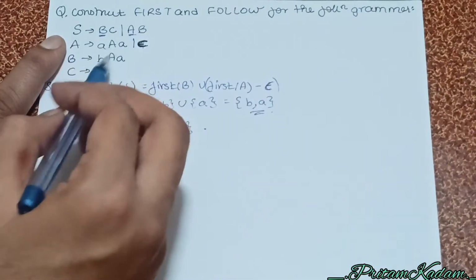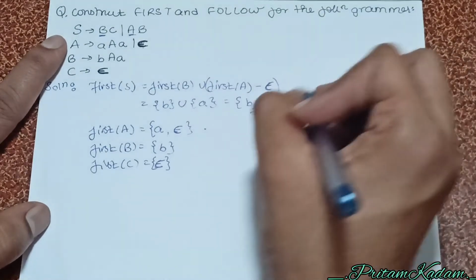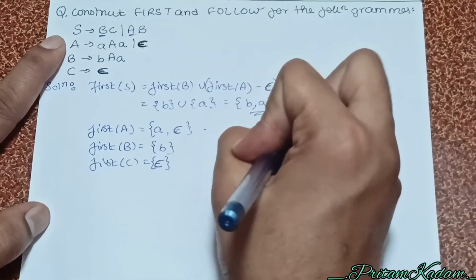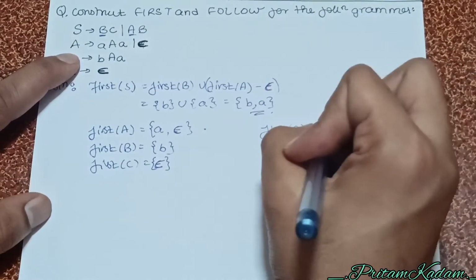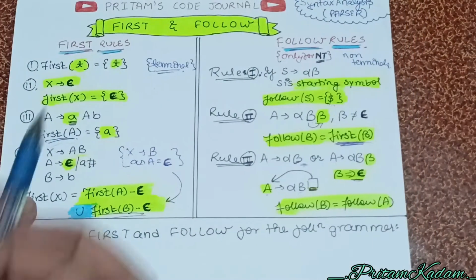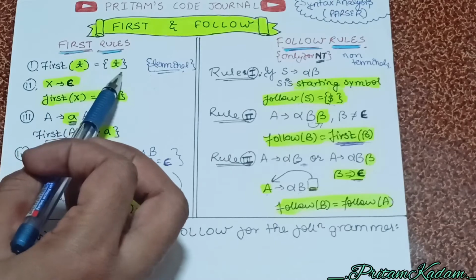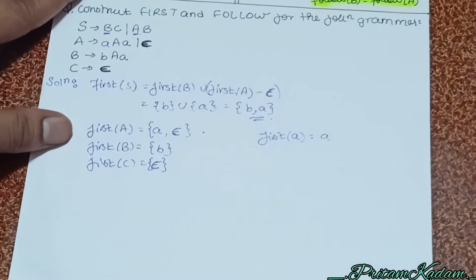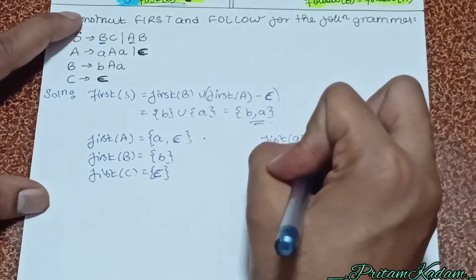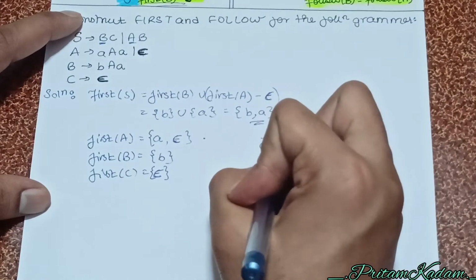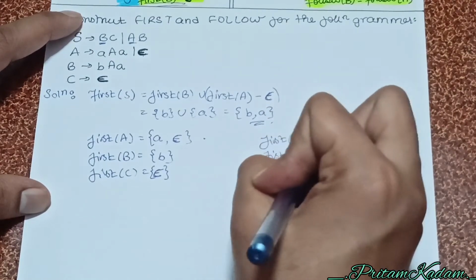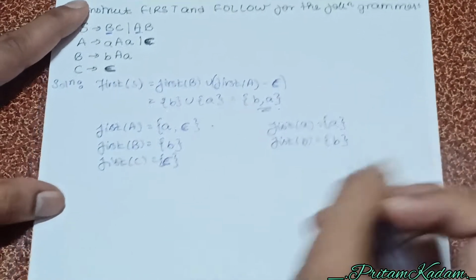Now let us have the first of all terminals. So first of small a is a itself, and first of small b is b itself, from the first rule, that is first of T equals T itself if it is a terminal. So let us write for small b now. First of small b, that is a terminal, is equal to small b.